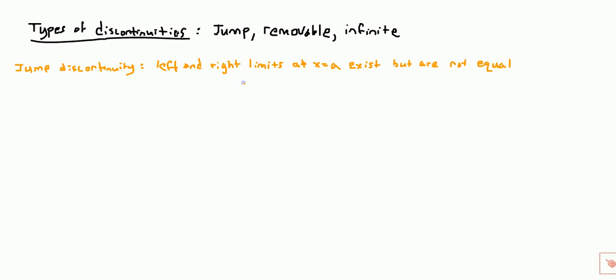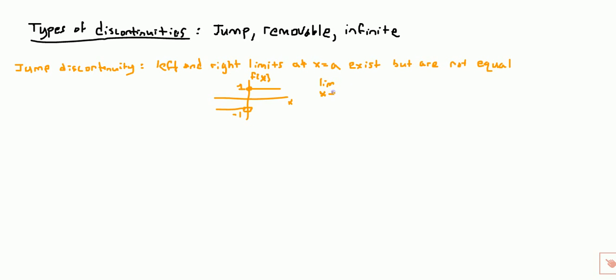So what's an example of a graph like this? You might be able to think of one. There's a nice easy one that we can always think of. It looks like this. So this is defined to be 1 for x greater than or equal to 0, and -1 for x less than 0. So let's look at the left and right limits at x equals 0.